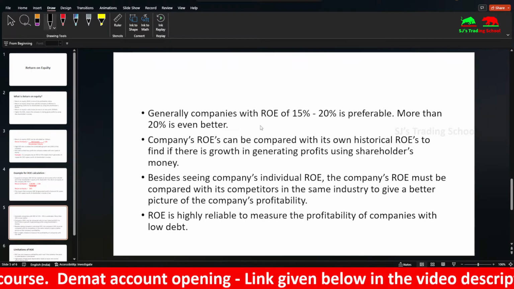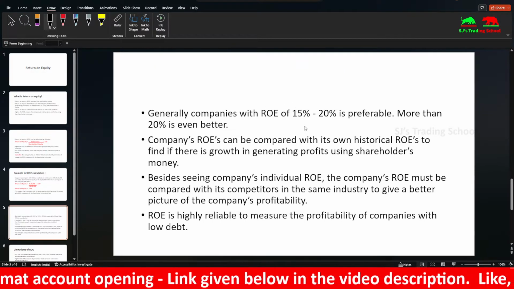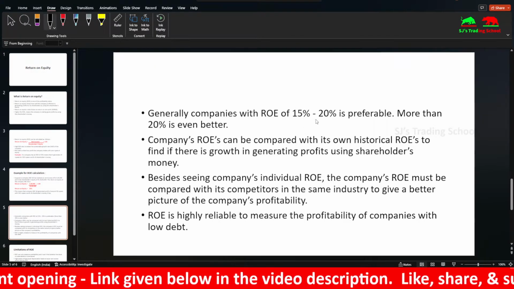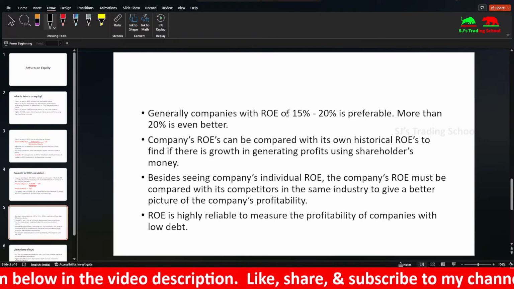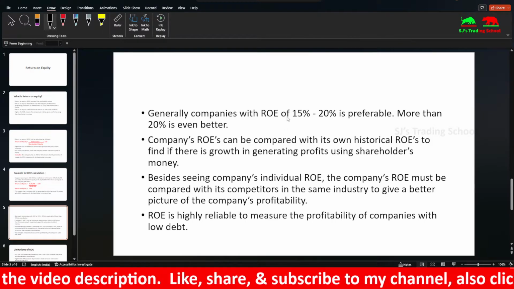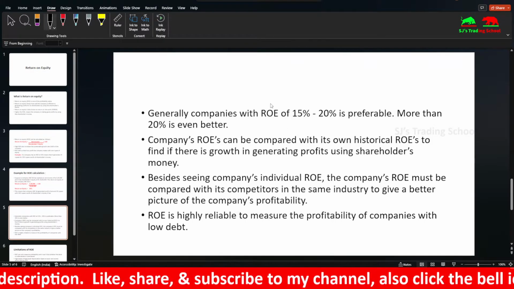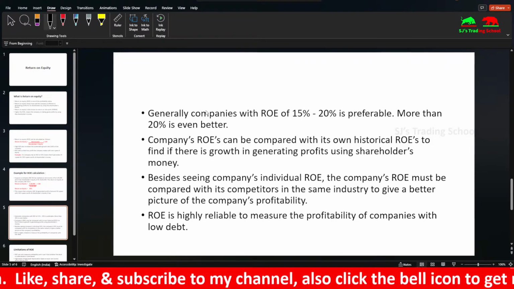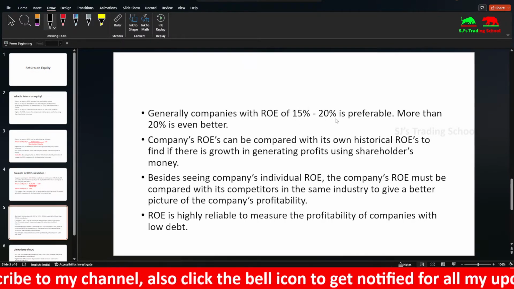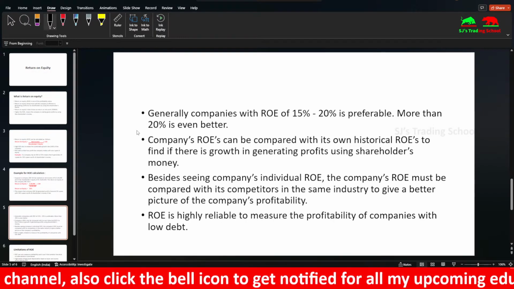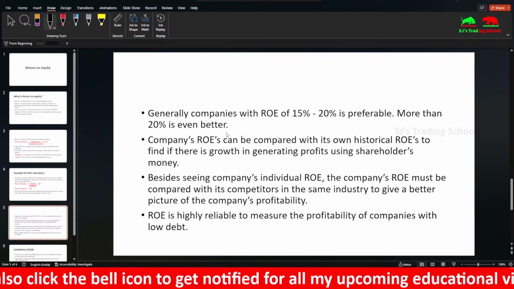Next, how to see it: you can visit screener.in or Markets Mojo to see all the financial ratios and other fundamental metrics. You can see those and invest in stocks, or do positional trading or monthly trading. Generally you have to see whether the company has an ROE of at least 15 to 25 percent. More than 20 percent is even better.